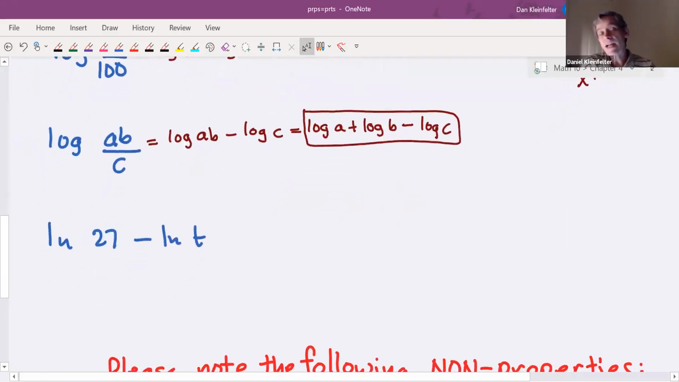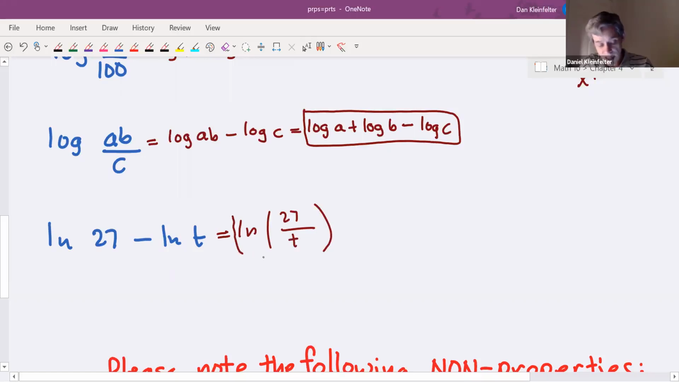The next one's got natural logarithms in it, and that's fine. It's going to work the same way. This one, we have it already as a difference of two logarithms. So we can rewrite that as the logarithm of a quotient. So this will be the natural log of 27 over t.